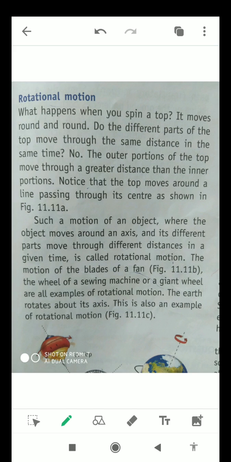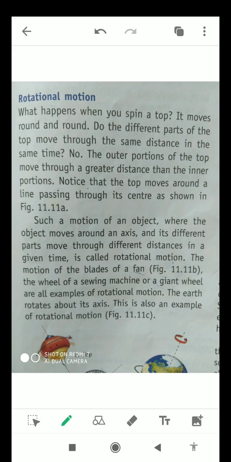Notice that the top moves around a line passing through its center, as shown in the figure. I will just show you. Such a motion of an object, where the object moves around an axis and its different parts move through different distances in a given time, is called rotational motion. The motion of the blades of a fan, the wheel of a sewing machine or a giant wheel are all examples of rotational motion.